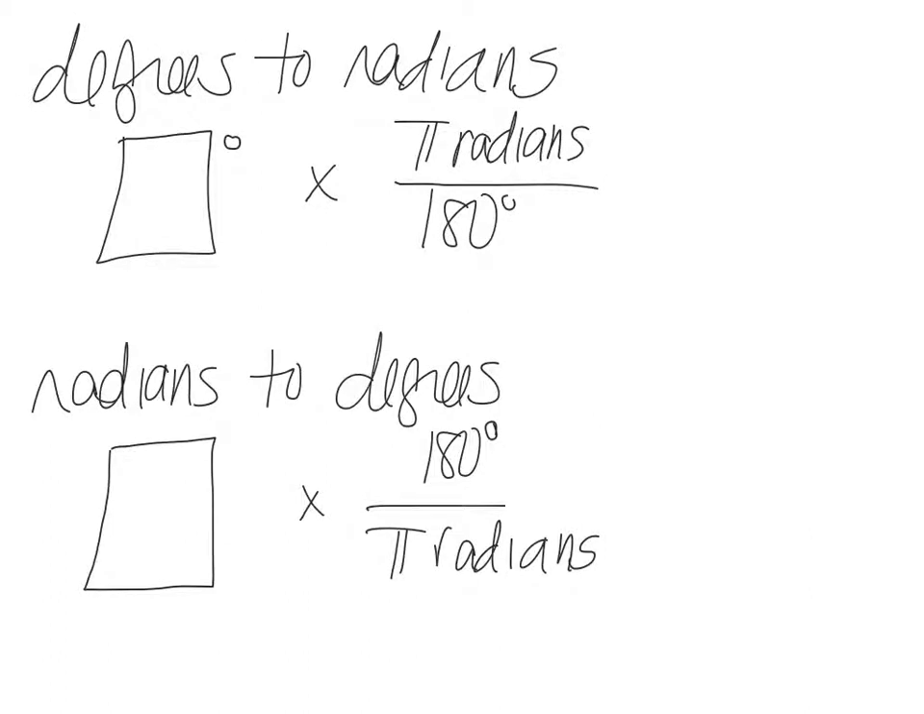How do I convert between degrees and radians? If I have a certain measurement in degrees, I need to multiply it by pi radians over 180. If I have a certain amount measured in radians, I'm going to multiply that by 180 over pi radians. What's interesting is this is radians and this is radians, so the radians cancel out and you're left with degrees. This is degrees and this is degrees, so the degrees cancel out and you're left with radians. Pi radians to be exact.